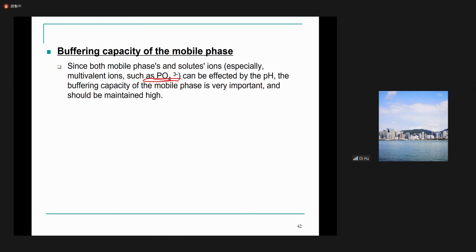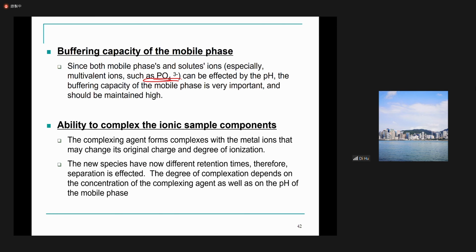And the ability to complex the ion sample compound, this is for when talking about transition metals. So if you want to use ion chromatography for transition metals, a complexing agent is often added. It may form complexes with those transition metals, so that could change their original charge and degree of ionization. The new species will have different retention times, and so the separation may finally be affected. Okay, so it could be affected.